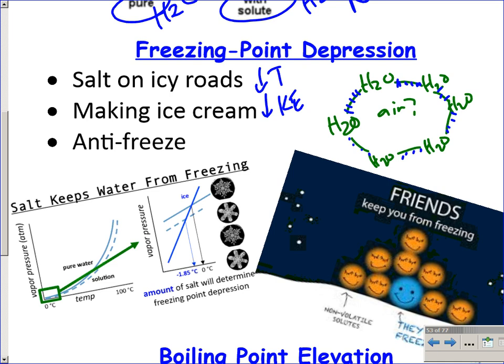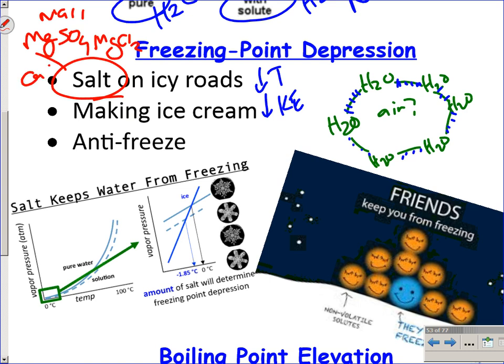Well, salt comes in. Salt can be magnesium sulfate, sodium chloride, magnesium chloride, calcium chloride, a lot of chlorides out there, and those are salts that we can put on the roads. So they come in here, and they start getting in the way, okay? And then when they start getting in the way, what's hindered?